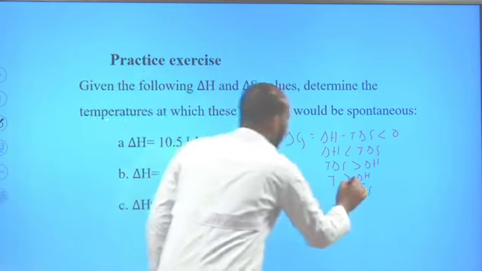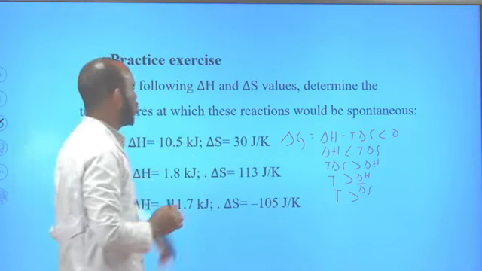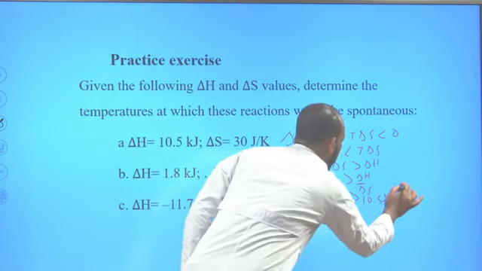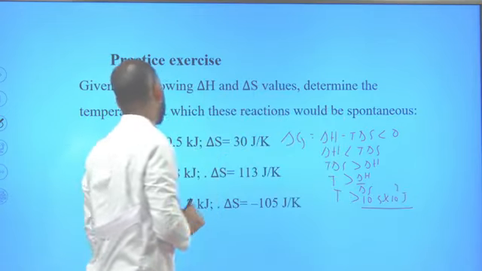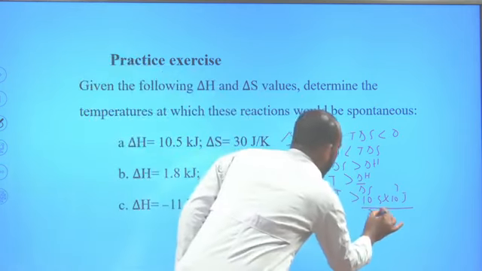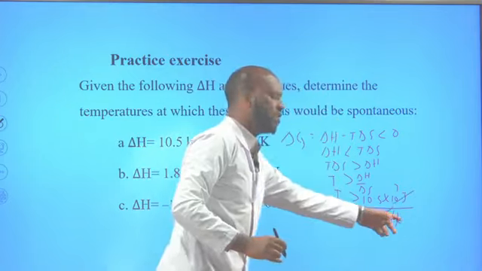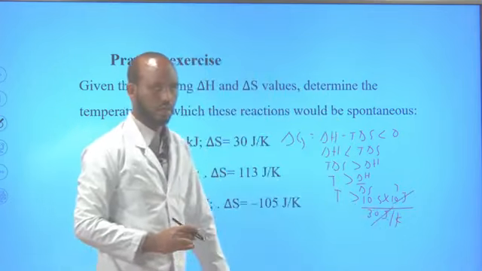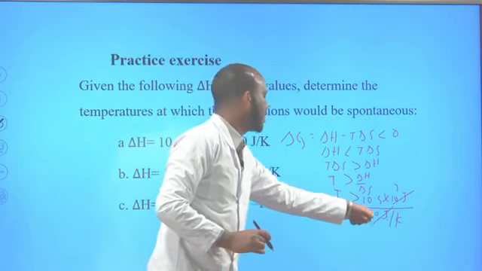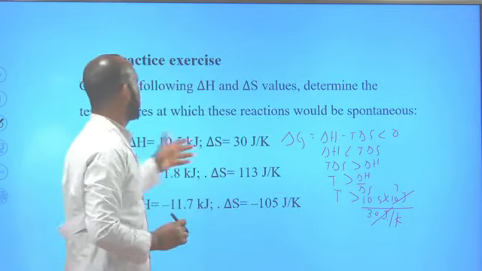For temperature greater than delta H, which is 10.5 kilojoule, that is 10.5 times 10 raised to 3 joule, divided by change in entropy, delta S, which is 13 joule per Kelvin. Joule will be cancelled by joule. We are left with Kelvin, which is the unit of temperature. Therefore, for T greater than 10.5 times 10 raised to 3 divided by 13 Kelvin, this reaction would be spontaneous.